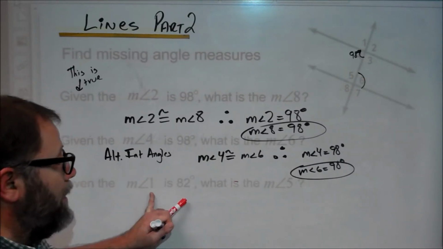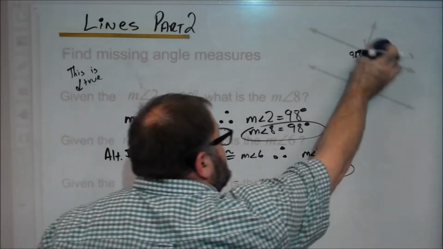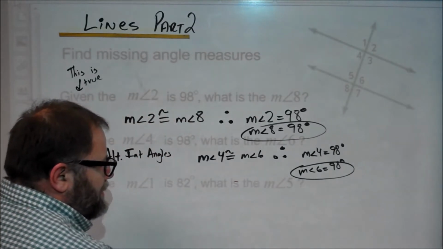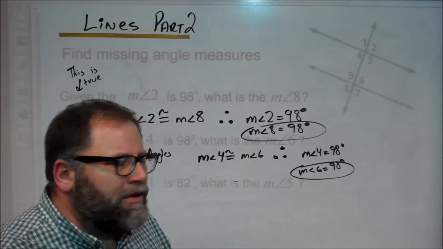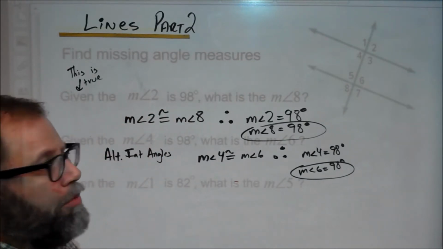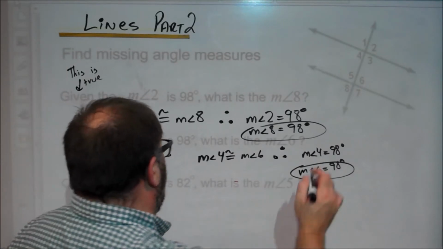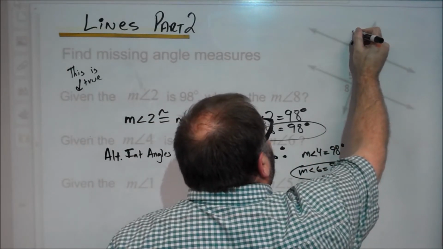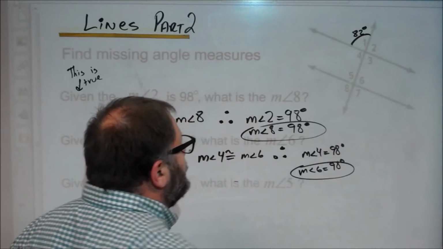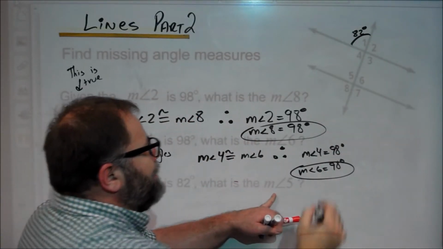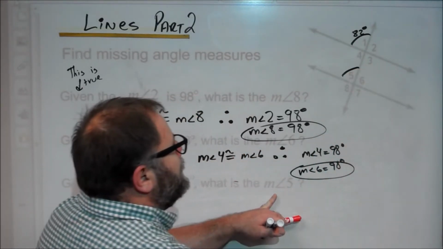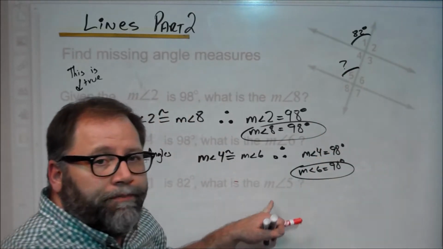Given that the measure of angle 1 is 82 degrees, what is the measure of angle 5? All right, where's 1? Here's 1, 82 degrees. And now I'm looking for 5. Here's 5. Question mark. Okay.